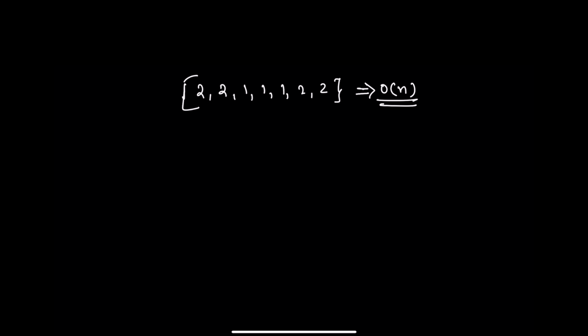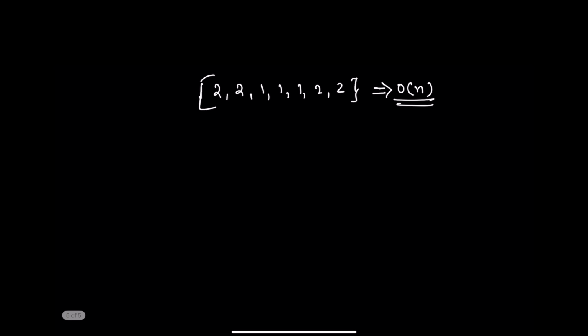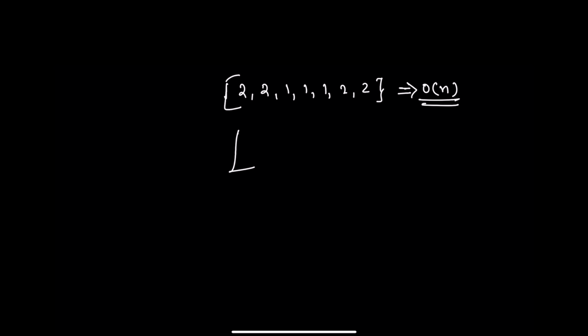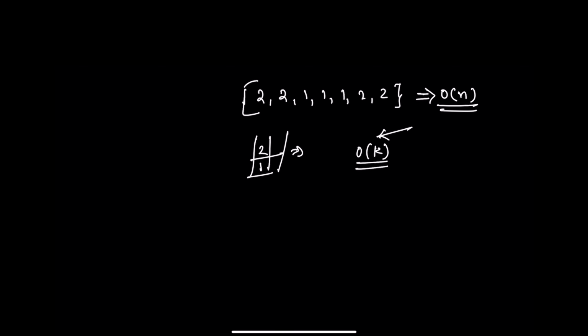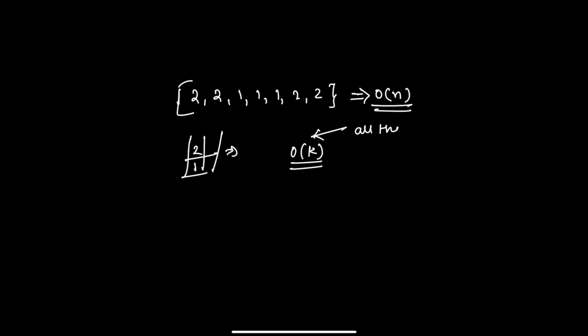Now let's discuss its time complexity. Now what we did, first we iterate this array. So iterating took O of n. This is for storing the frequency. Now for the mapper, we will also iterate the mapper as well. So what is the size of the mapper? The size of the mapper is O of k, what is k? All the distinct numbers.